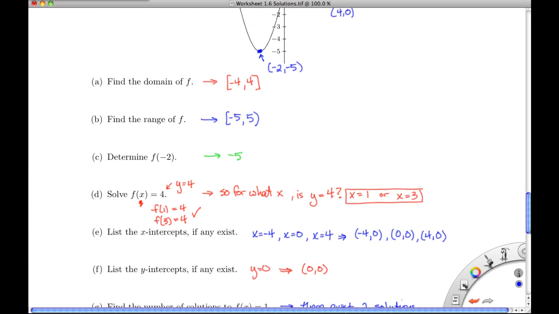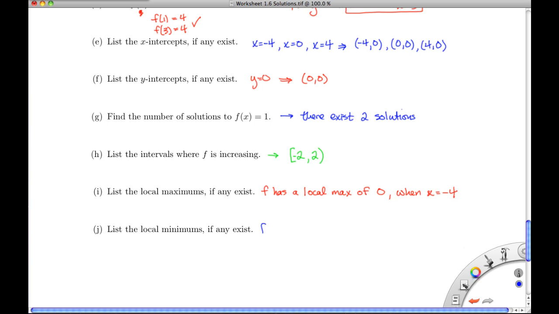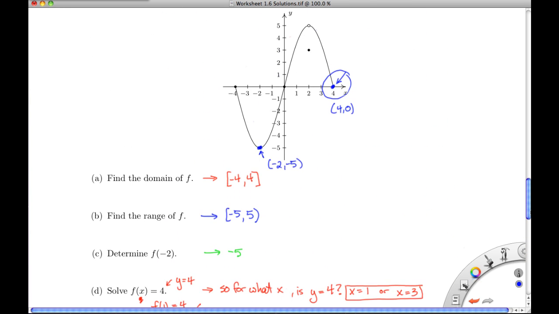So now we've got to write these up. So f has a local min of, we'll do the first one, of -5 when x is equal to -2, and f has a local min of 0 when x is equal to +4. So those 2 points right there will serve as our local min.